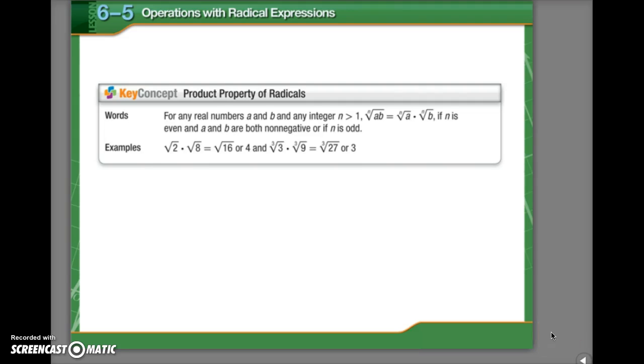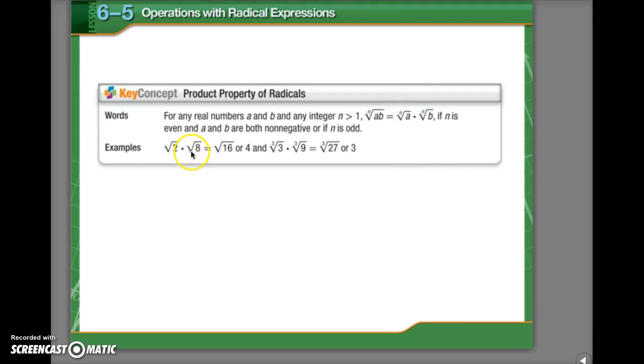So our key concept in this lesson is the product property of radicals, which says that if you have the nth root of the product of two things, a times b, that's the nth root of a times the nth root of b. Basically, each thing gets its own root symbol, and you can break it up that way.